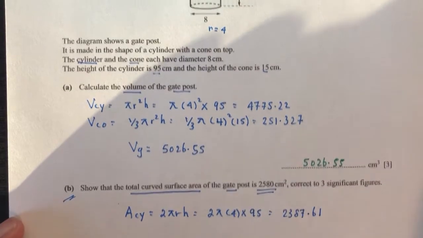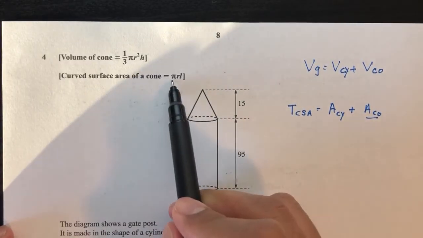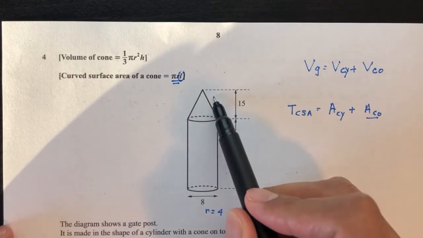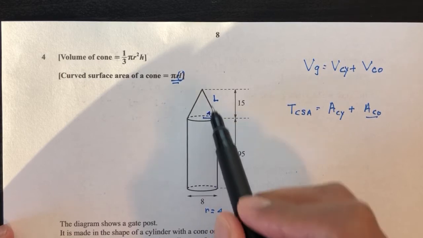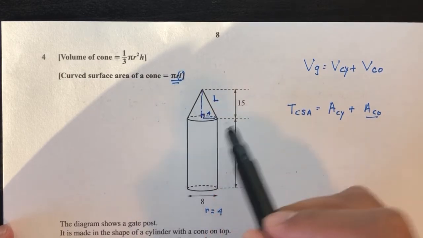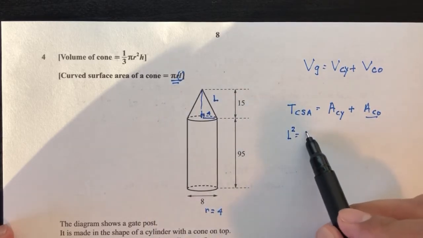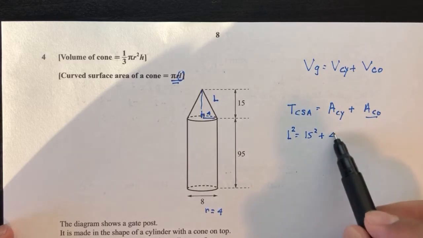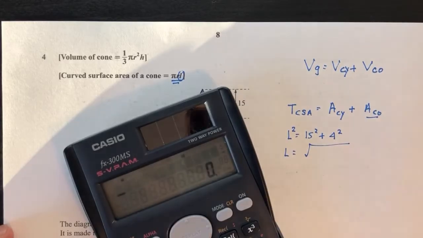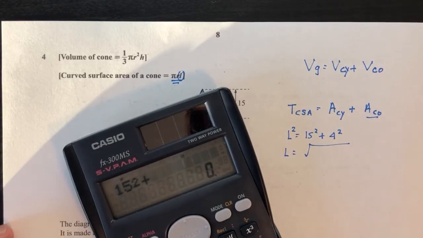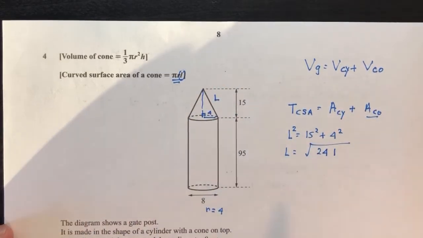So now how do you find this one? We have to use this formula. So we have to find L. L is a slant height here, this one. We know this is 4, we know this is 15. So we have to use the Pythagoras theorem to find L. We know L square is equal to 15 square plus 4 square, which means L will be square root of those two. So what is that? 15 square plus 4 square, 241. Okay, so that's the value of L.